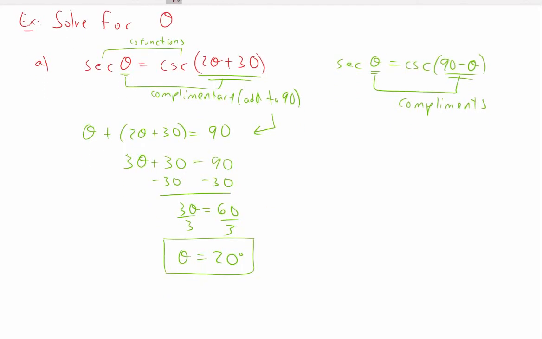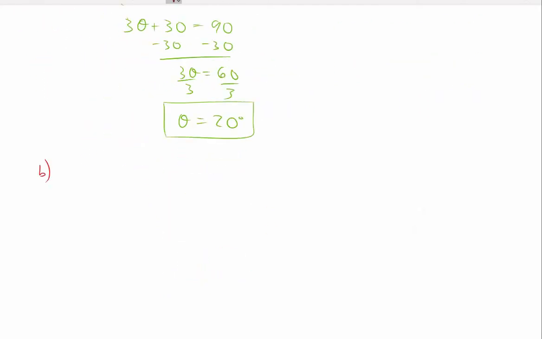So we'll just do one more to practice this. Make sure we're feeling good about it. Sine of 3 theta minus 15 equals cosine of 2 theta plus 10. Go ahead and pause the video for a minute and see if you can work through that equation.